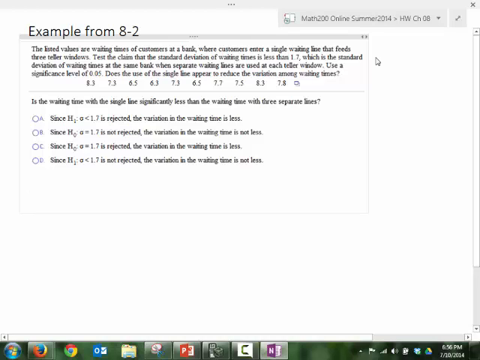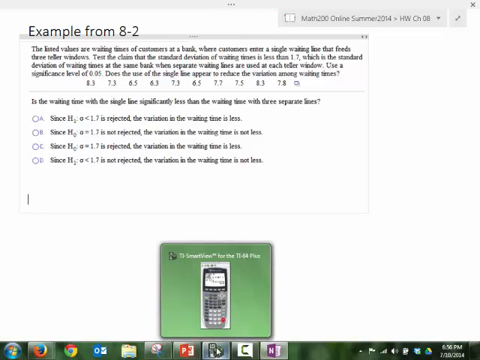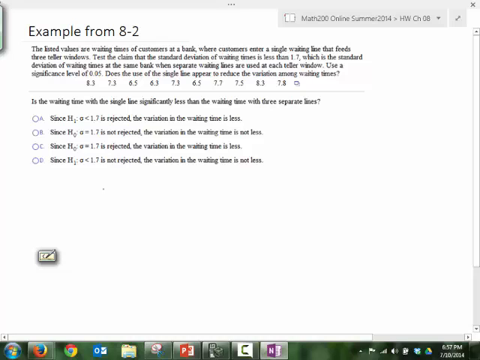So we need to get some initial information out of this. The listed values of wait times for customers of a bank. Test the claim that the standard deviation of wait time is less than 1.7, which is the standard deviation of wait time at the same bank when separate waiting lines are used at each teller window. Use a significance level of 0.05, and then they ask you the question, does a single line appear to reduce the variation among wait times? So it's a comparison of standard deviations.